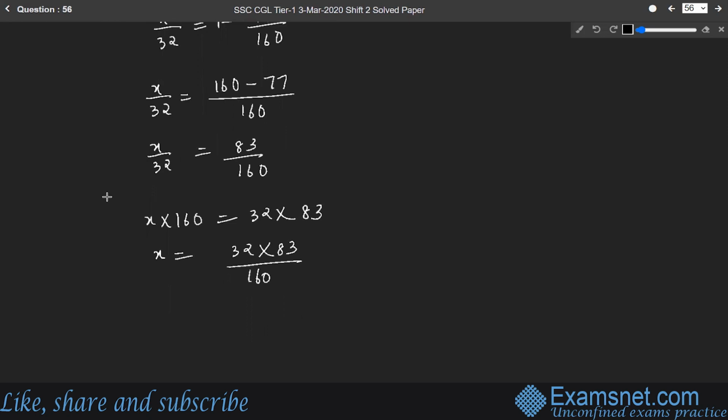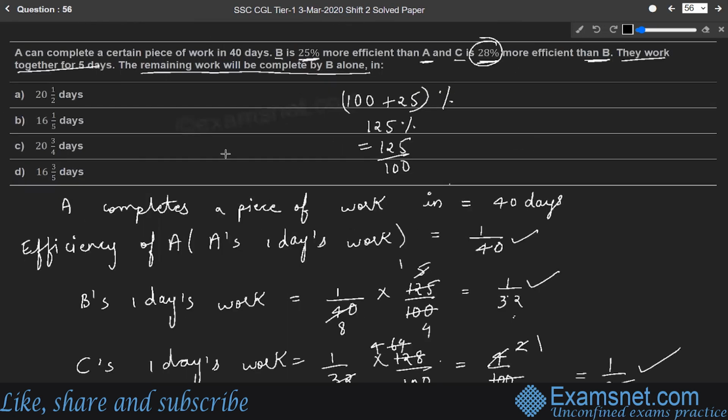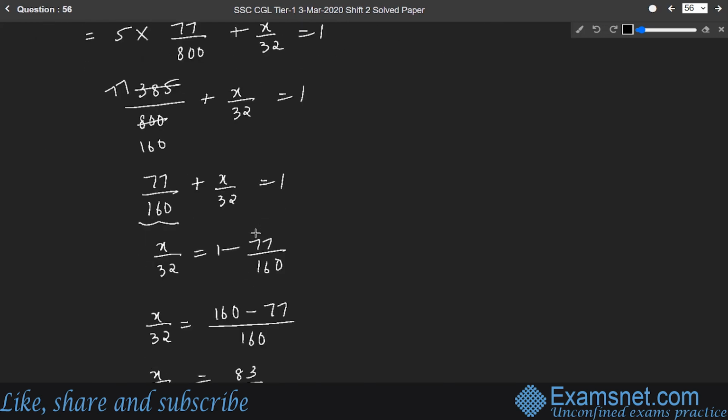160. Okay. So here this will be 10 and this will be 2. Again this will be 1 and this will be 5. So the value of x will be 83 by 5. Okay. But you can see in the options, we have the values in mixed fractions. So let us convert it into a mixed fraction.